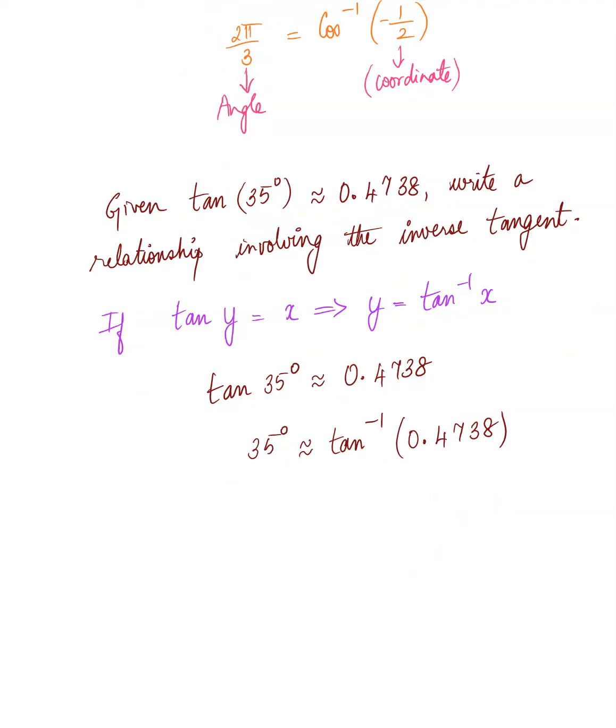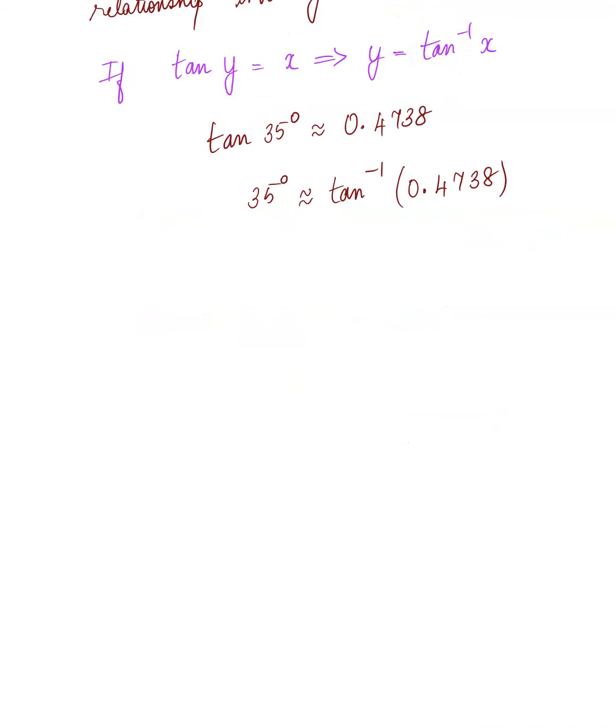The problem given the other way around, you can still move it back to tan, right? So for instance, if they gave us tan inverse of 0.4738 equals 35 degrees, then you can move the tan to the other side. So when the tan is in the inverse format and you move it to the other side, it will have to undo the inverse, so it will just become a regular tan. Okay, just remember that. Those were just exercises for us to move them here and there.